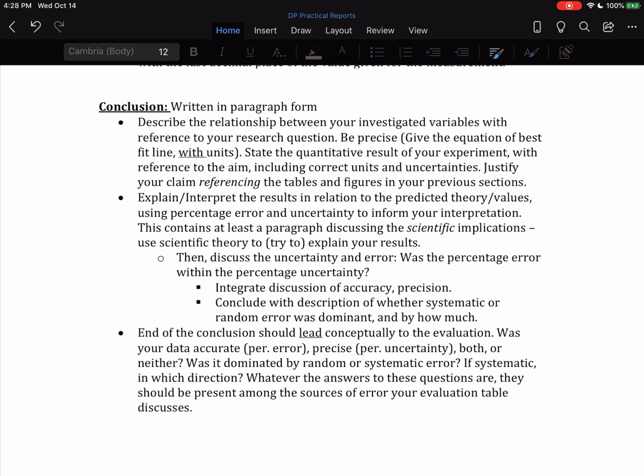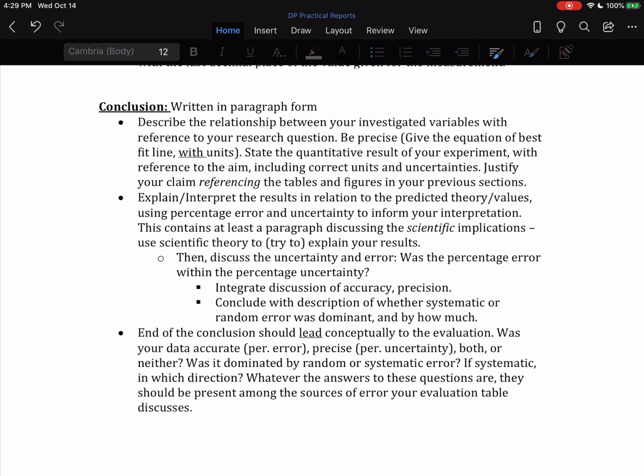If both of them are small, then you're both accurate and precise. But if the percentage error lies outside the percentage uncertainty, then you would say that the systematic error is dominating the random error. If they are around the same size, you would say that they are about of equal importance. And if the percentage uncertainty is much bigger than the percentage error, then likely you had very little systematic error and random error was dominant. And it probably means that you overestimated your uncertainties somewhere along the way.